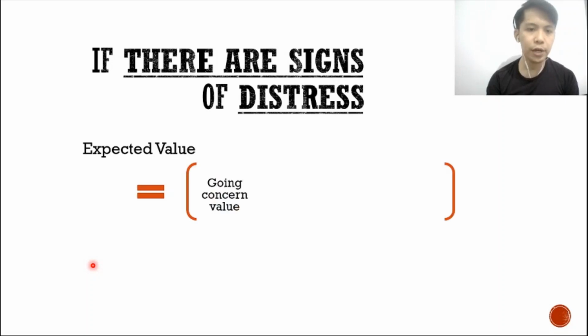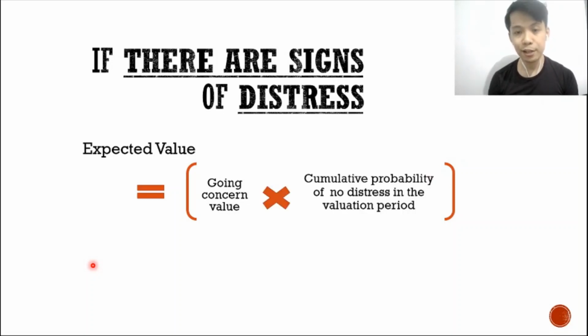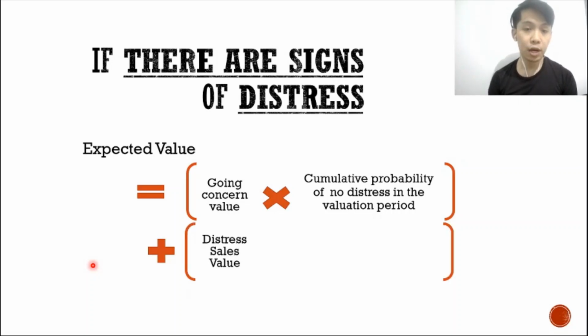We can look for the going concern value, assuming that the business would still survive for an indefinite period of time. The going concern value, multiplied by the cumulative probability of no distress in the valuation period, meaning the forced liquidation will not happen, plus the value assuming that the assets will be sold in a very fast phase. We call this a distressed sales value. This is not an orderly selling of property and equipment.